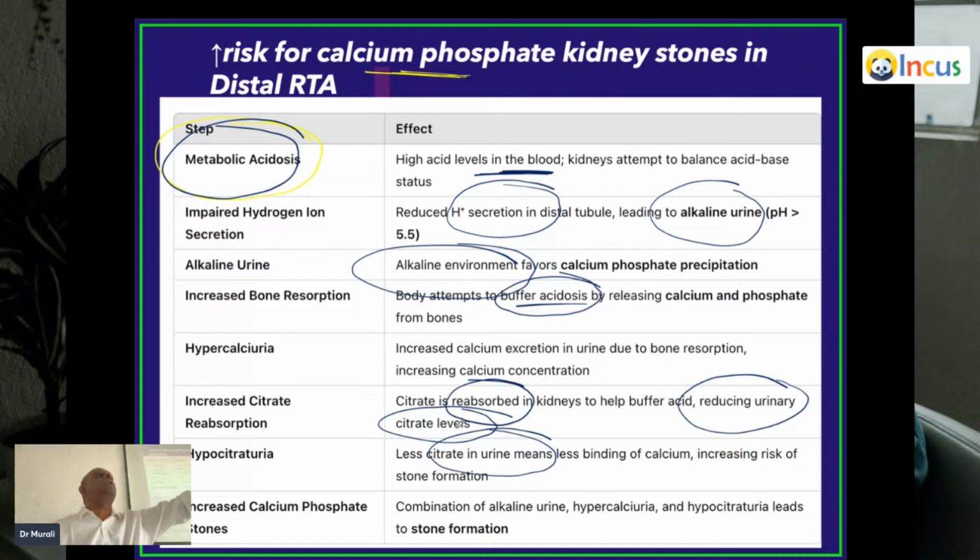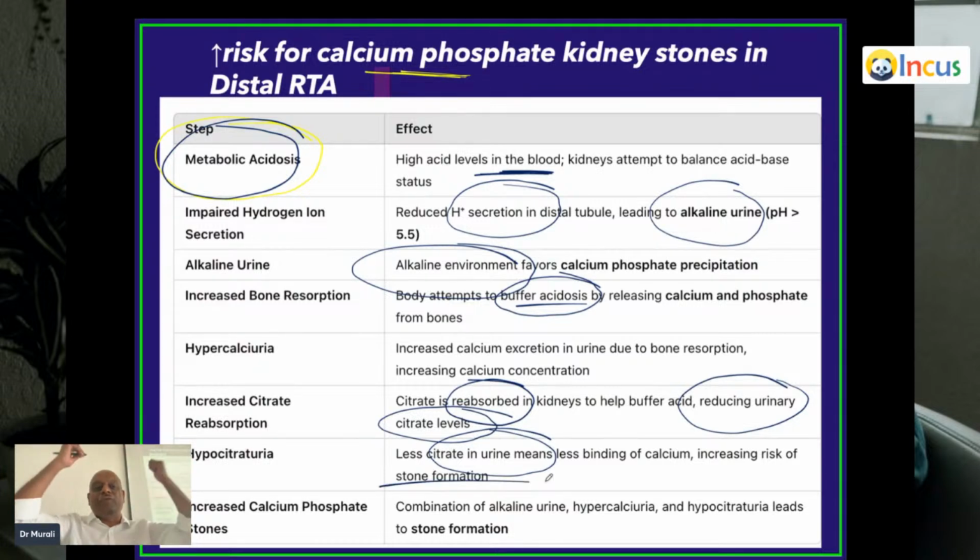because citrate has gone to buffer the acid, it is not available. So calcium combines with phosphate instead. That's what you need to basically remember.